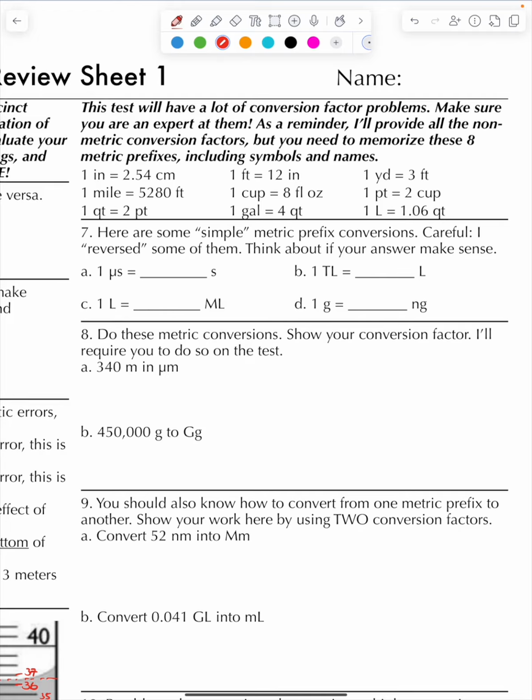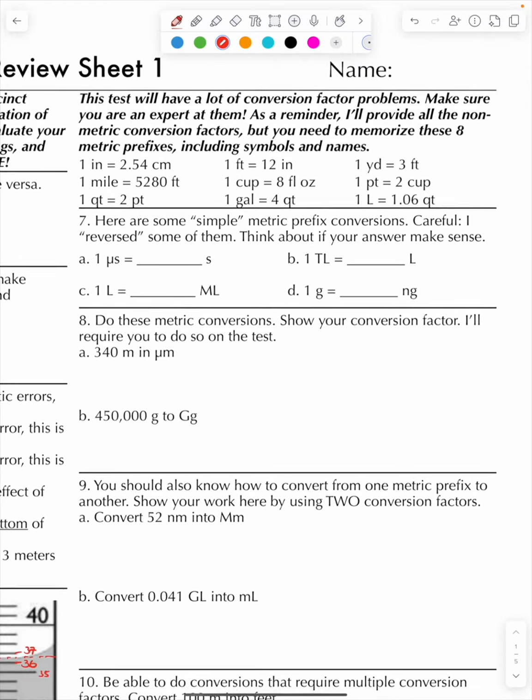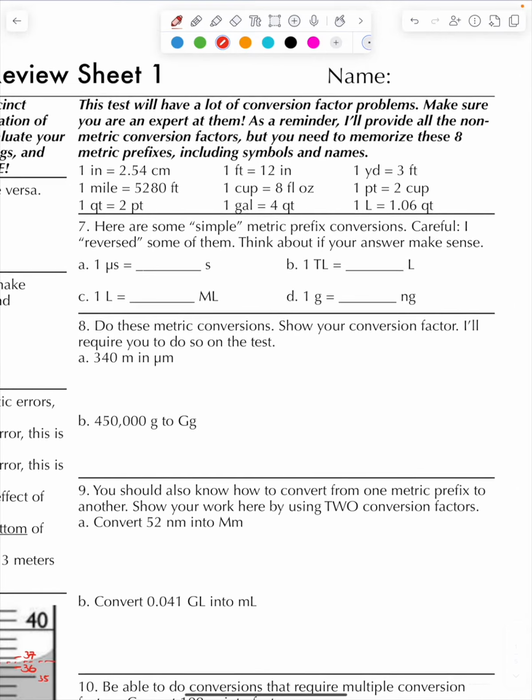Okay, so write those down. So let's try some. Now these I meant to just kind of do in your head, just to get the logic of it. So 1 microsecond, I'm gonna show you a mistake and you'll tell me what I'm saying here. Think about your answer to see if it makes sense. How many seconds is 1 microsecond?